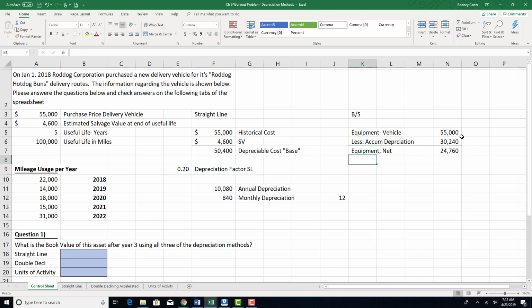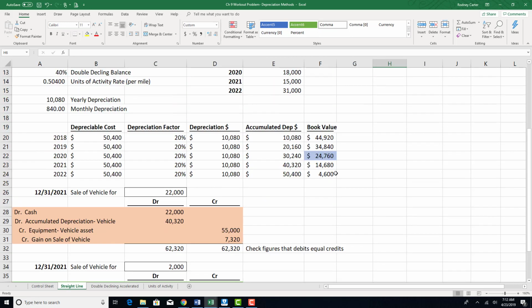So what is the accumulated depreciation after year 3? It's 30,240 because we took 10,080 times 3. And what's the net book value, or book value of the asset, or accounting value of the asset on our balance sheet after year 3? 24,760. Now remember, we can't come back over here and bring this 54,000 here, because we bought this for $55,000. We're depreciating it based on this value. So at the end of its life, at the end of year 5, it's $4,600, right?